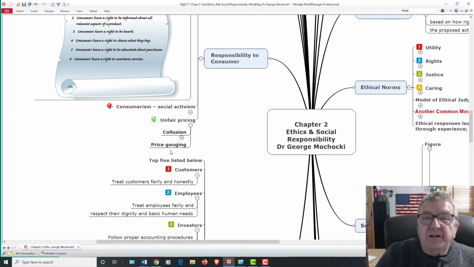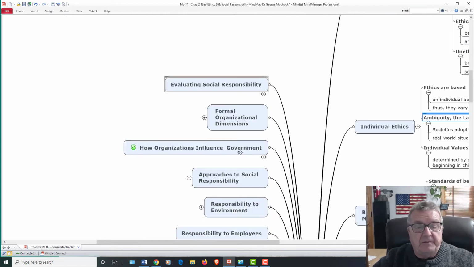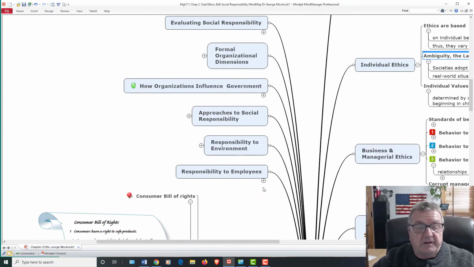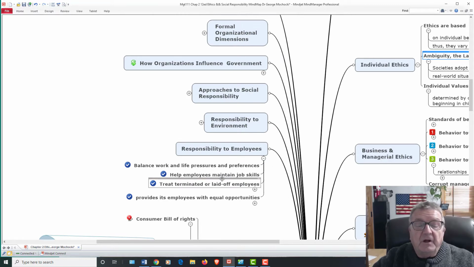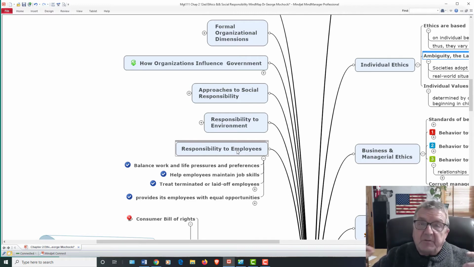Okay, responsibility to the customer. I'm going to stretch this out a little bit. And on this one here is a Consumer Bill of Rights. What is a Consumer Bill of Rights? There's federal rights. State has the rights. Some municipalities have the right. Unfair business practices, price gouging. All these things make a big difference.